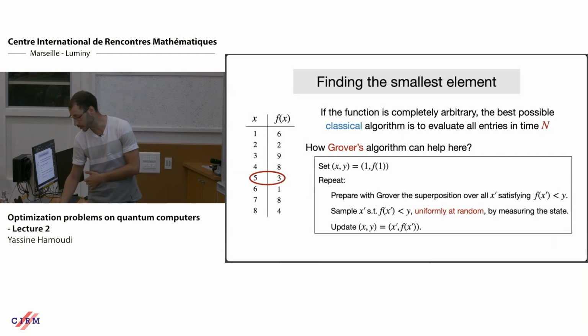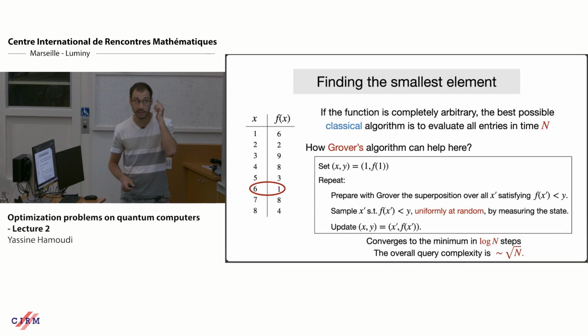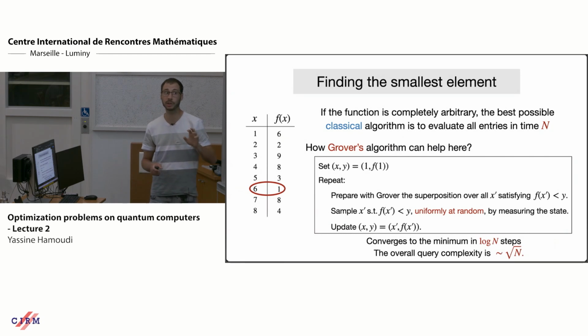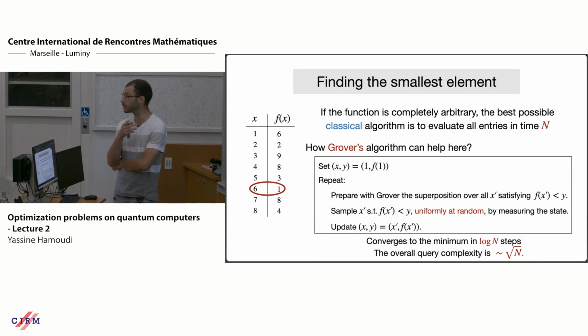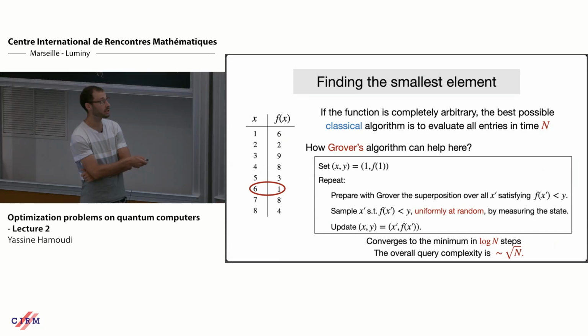So let's say this is what you get, and then now you update your Grover algorithm, searching for something which is less than 3. So these are the possible candidates, and let's say you obtain that one, this is the minimum. Okay, so you can convince yourself that this is going to converge very quickly to the minimum, like about log n steps. So it converges very quickly because Grover is actually giving you solutions which are sampled uniformly at random among all the elements smaller than the current guess. Okay, so this uniform sampling provides you a very quick convergence rate.